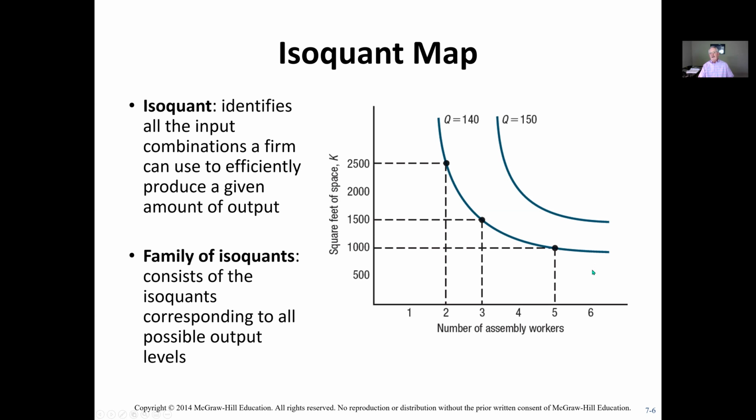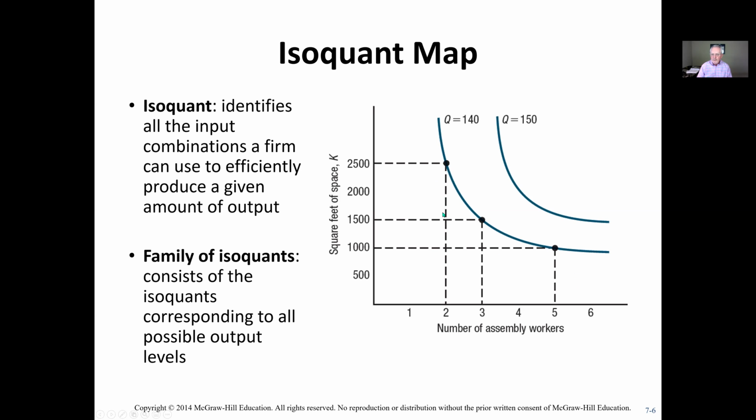And going back to that tabular production function, here are 3 input combinations that were in that table. That was 2,500 square feet of garage space and 2 assembly workers, or trade away 1,000 square feet in exchange for 1 assembly worker. So as we substitute assembly workers for garage space, note that the trade-off has to be just that there is no change in Q.